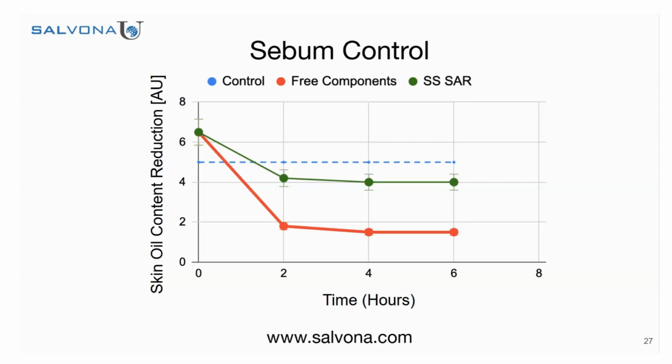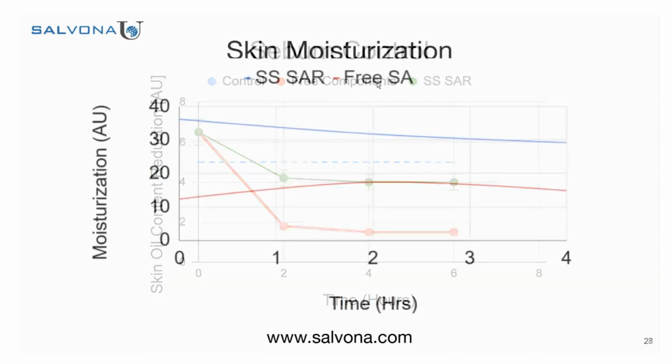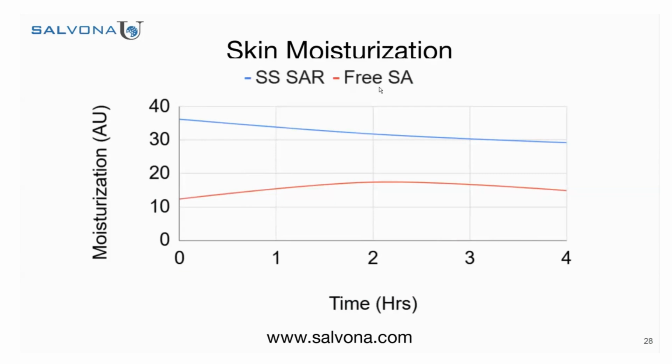Now, something you might be thinking is, well, if we're removing the oil, does that mean the skin is still healthy? Oil is not always a bad thing on the skin. It helps to moisturize the skin and maintain the skin barrier. So in order to show that Salsphere Severe Acne Relief does not compromise the skin barrier, we measured the moisturization compared to free salicylic acid. And as you can see, there's a significantly higher moisturization over time from Salsphere Severe Acne Relief versus free salicylic acid. So not only do we decrease the amount of sebum on the skin, we also increase or maintain more of the moisturization compared to free salicylic acid.